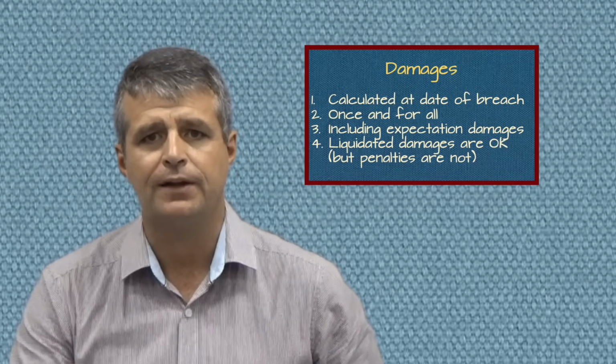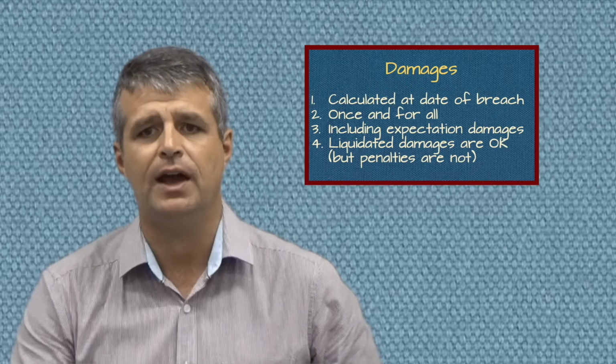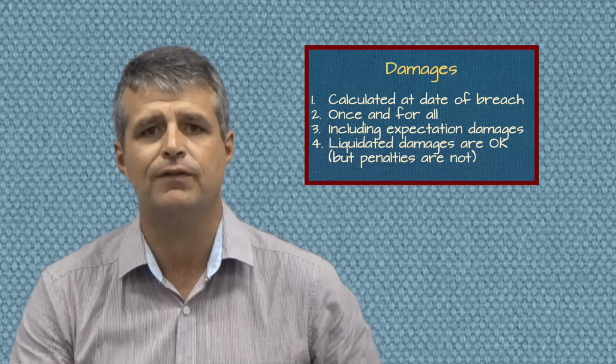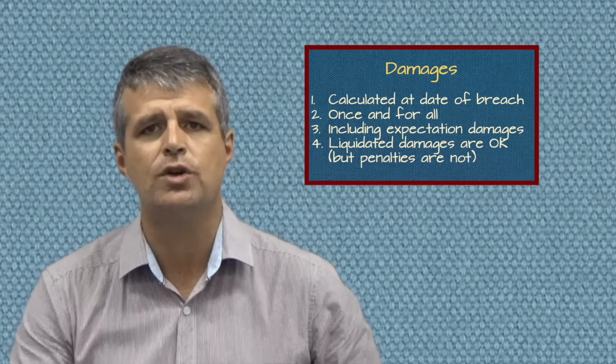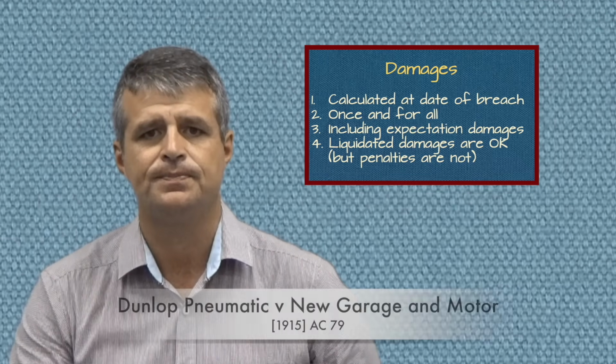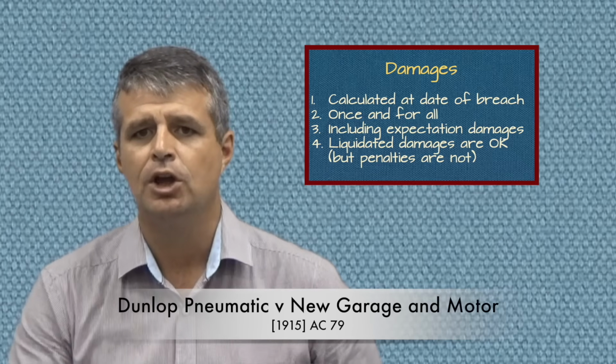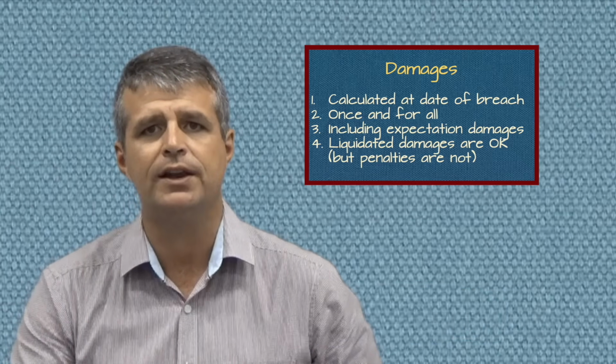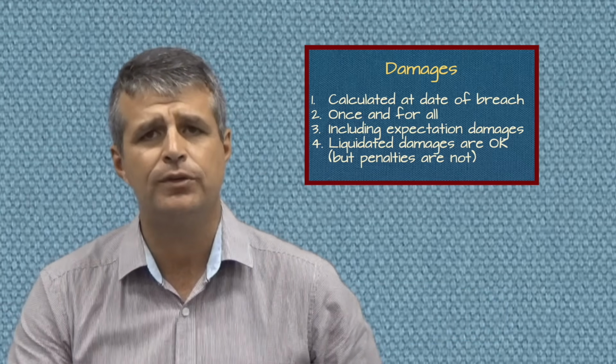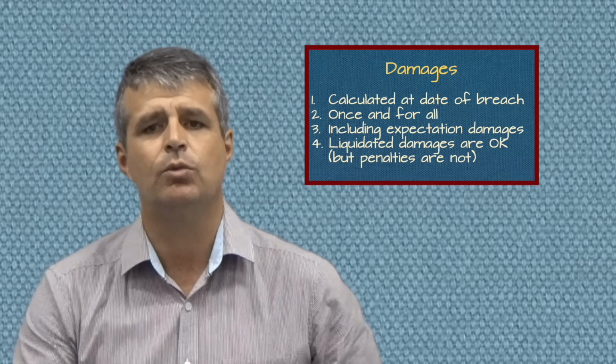Finally, the parties don't need to leave it to the court to decide what the damages are going to be. In fact, many contracts actually set out what the damages are going to be in the event of a breach. These are known as liquidated damages. And there's nothing wrong with this. The court will enforce that liquidated damages clause even if it results in different damages to what the court would have chosen.